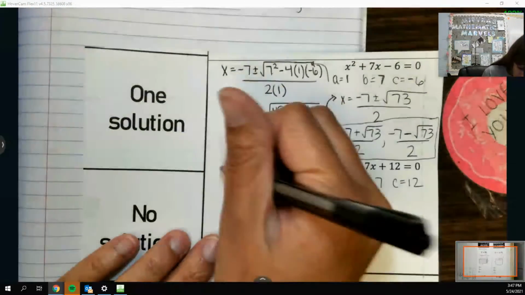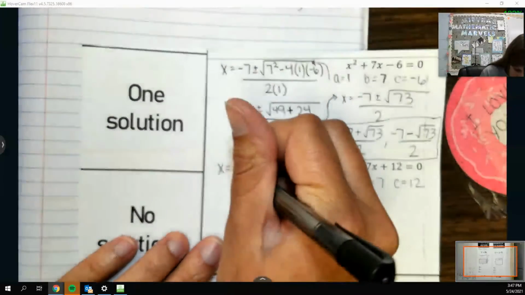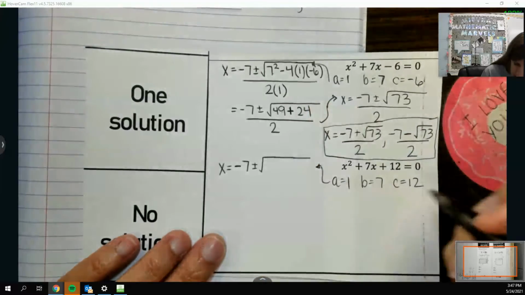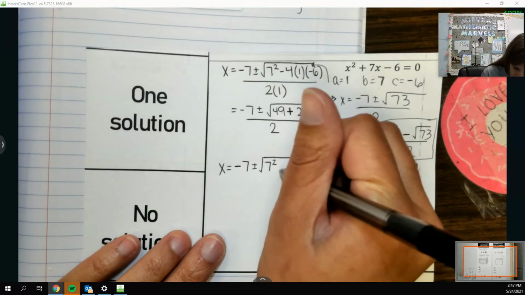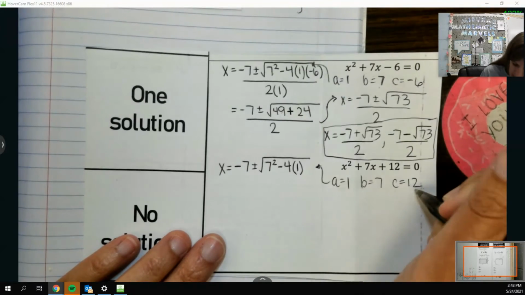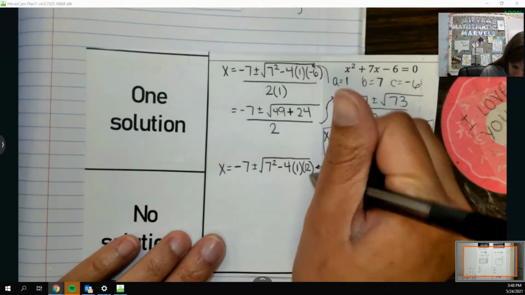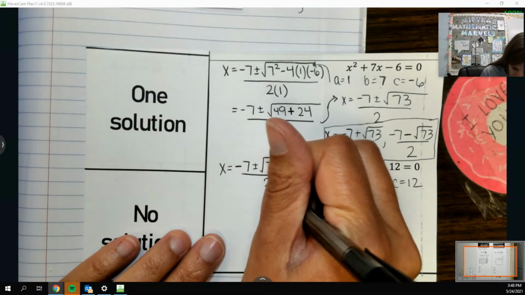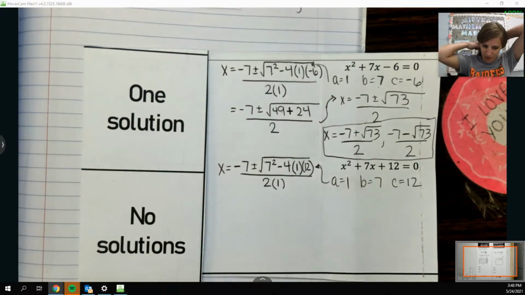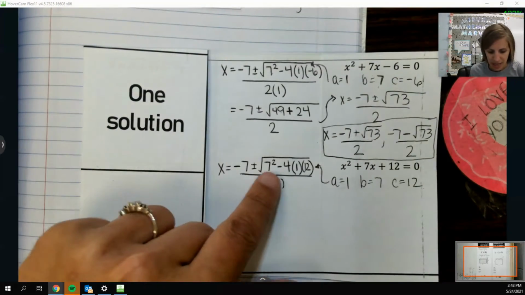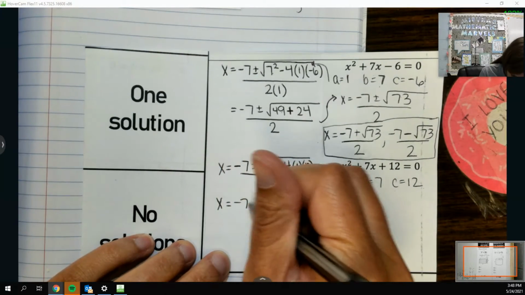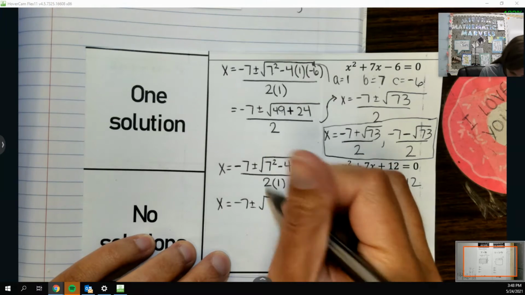So we'll have x equals negative b plus or minus the square root of b squared minus 4 times the a, which is 1, times the c, which is 12, all over 2 times a, which was 1. Okay, so we need to start under the root, and underneath that square root, I need to square stuff first. So we'll have x equals negative 7 plus or minus the square root of 49.